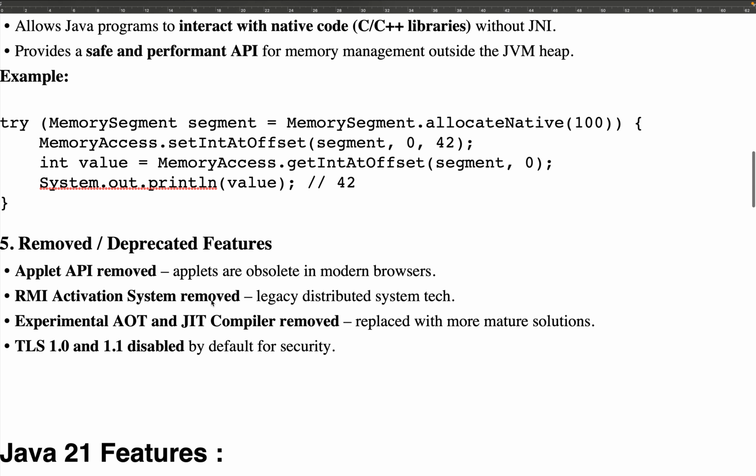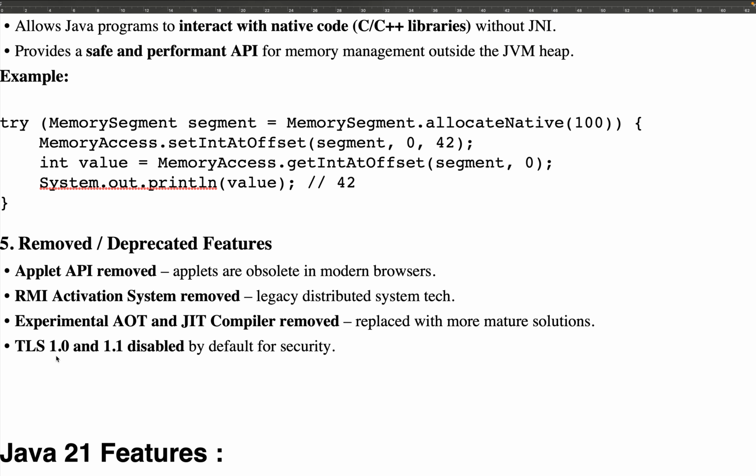Then there were some removals in Java 17. They removed the applet API. Applets are obsolete in modern browsers, and are not supported in some browsers nowadays. Earlier, most applications were using Java applets, but now they have totally removed it. The RMI activation system was removed, a legacy distributed system technology. It is related to some memory management, not going in deep.